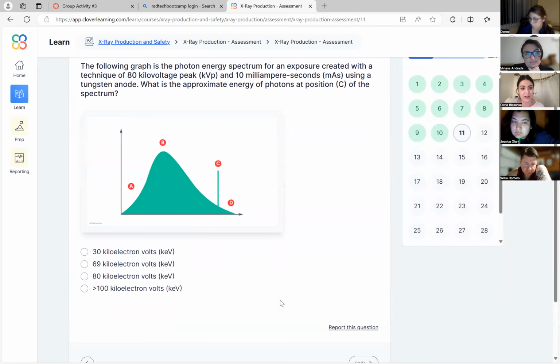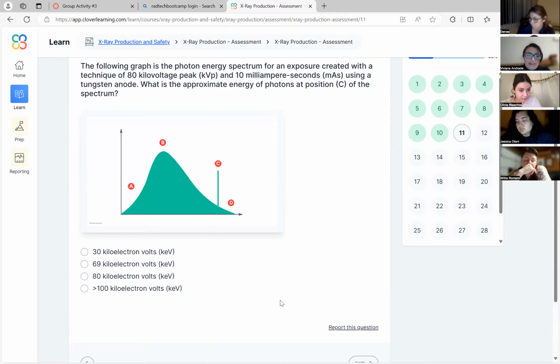Alrighty, Viviana, we have this graph now. The following graph is the photon energy spectrum for an exposure created with a technique of 80 kVp and 10 mAs using a tungsten anode. What is the approximate energy of the photon at position C of the spectrum?